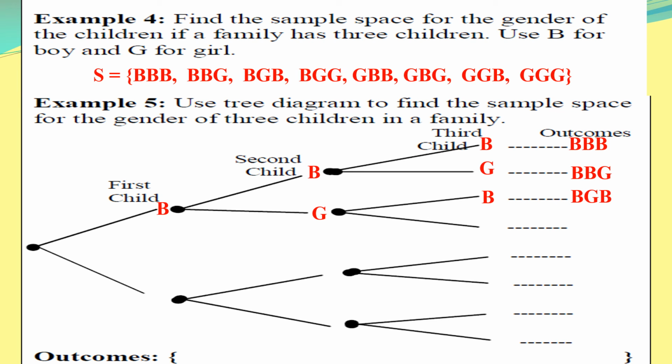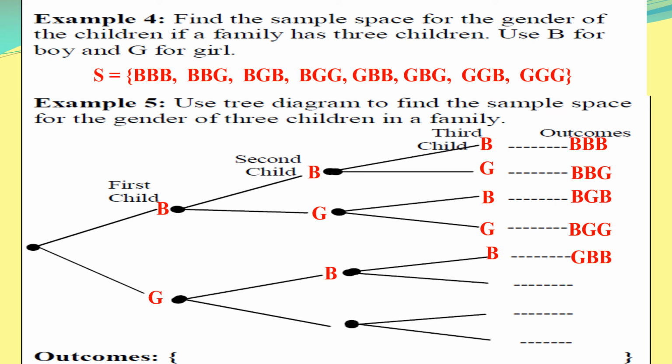If the first child is a boy, second child is a girl, third child now is a girl, then we have boy, girl, girl as our outcome. If the first child now is a girl, second child is a boy, and the third child is a boy, then the outcome is girl, boy, boy.